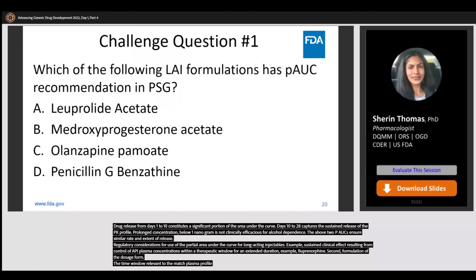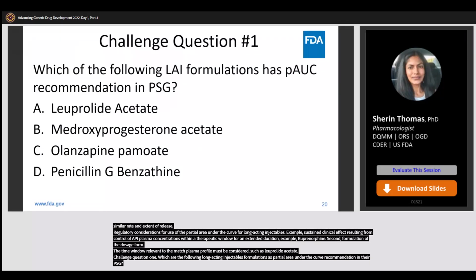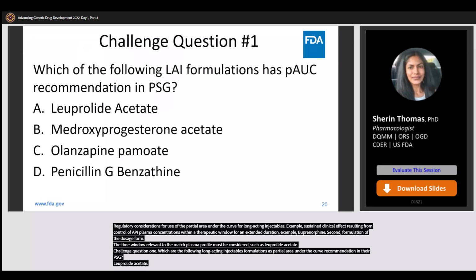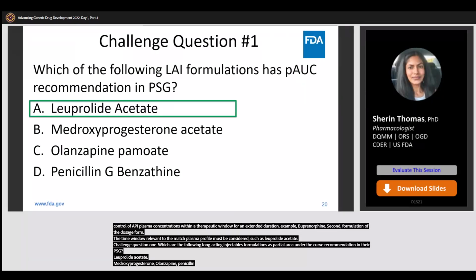Challenge question number 1. Which of the following long-acting injectable formulations has a partial area under the curve recommendation in their PSG? Leuprolide acetate, medroxyprogesterone, olanzapine, penicillin G. Let's take a few seconds to think about the right answer. The correct answer is leuprolide acetate.